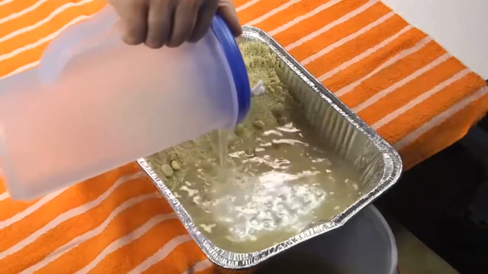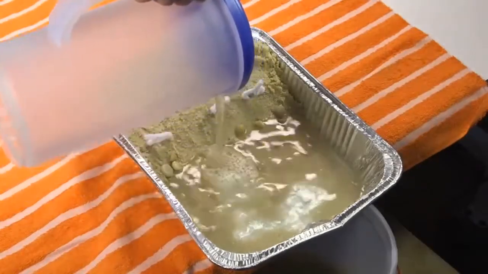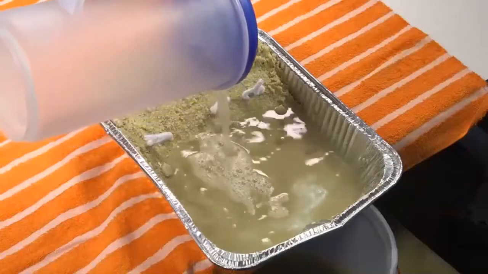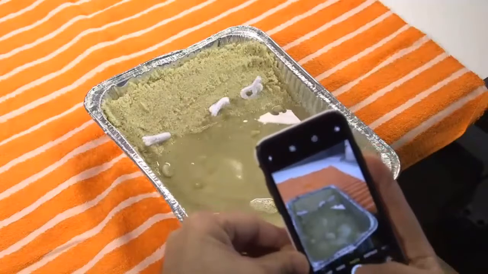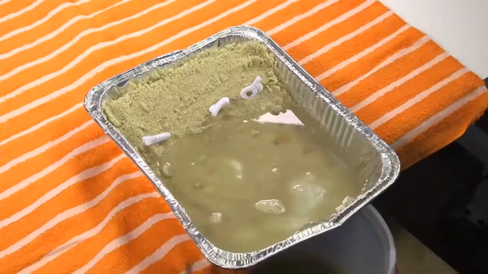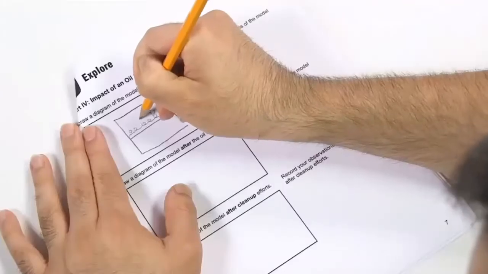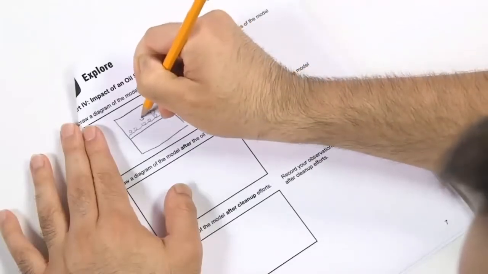Students will then pour water into the area of the stream table near the plugged drain hole, up to the level of their seabirds. They will take a photograph of the model. Pictures should be taken during each step of the rest of the activity. Students will draw a diagram of their model in the journal.